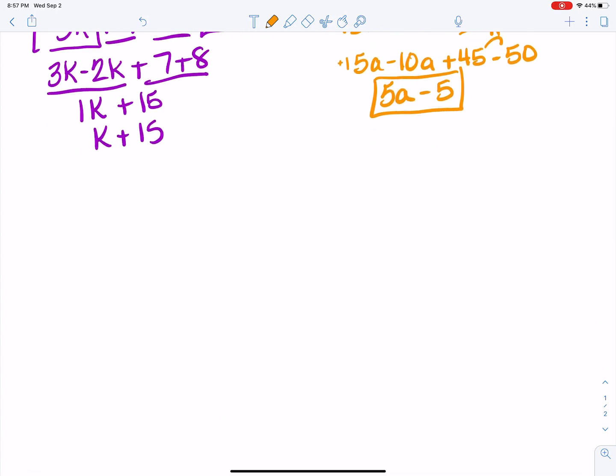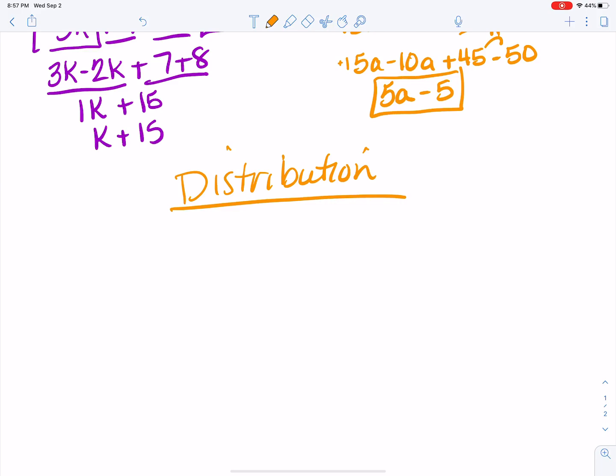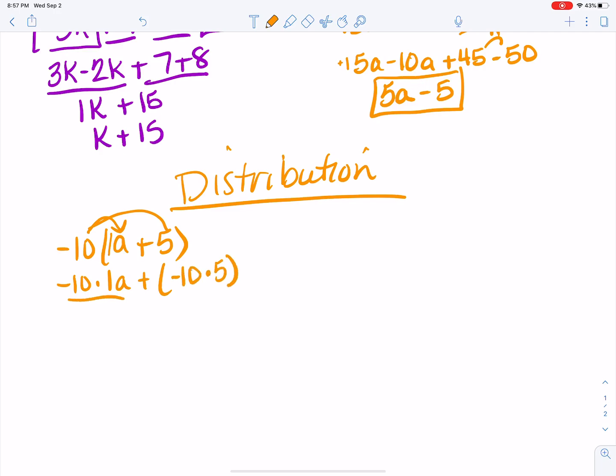Next, we're going to review distribution. I told you there's lots of reworking to make sure that we put it all together. Negative 10 times a plus 5. In case you don't remember, there's an imaginary 1 there. So I distribute negative 10 times 1a plus negative 10 times 5. Okay, I'm going to do my multiplication because of my order of operations. Negative 10a plus negative 50. Instead of doing this, negative 10a will be subtracting 50. Final answer.